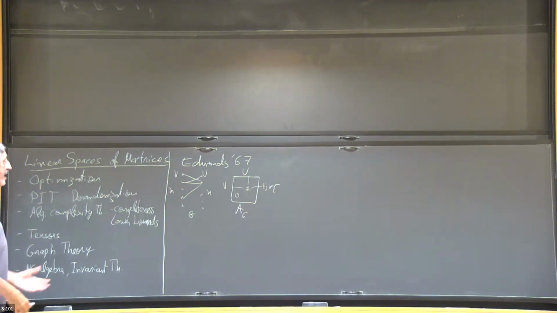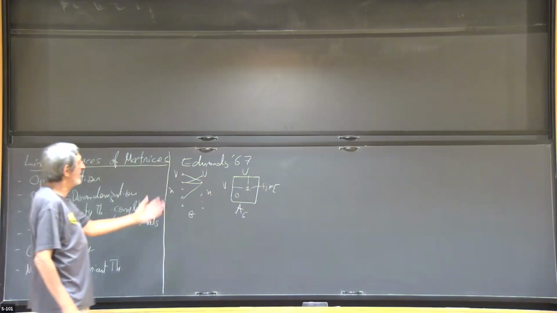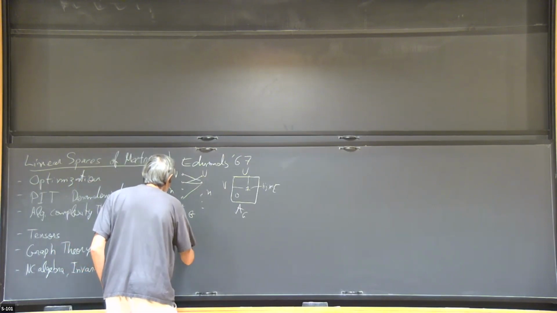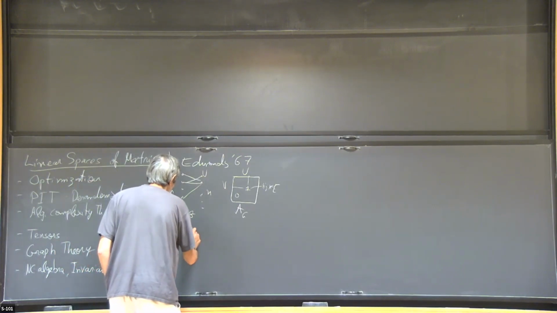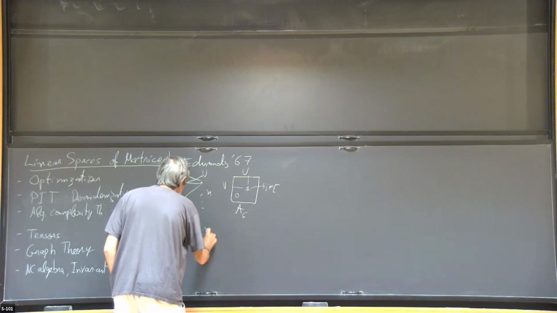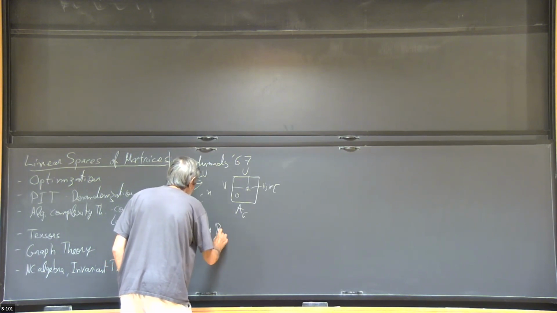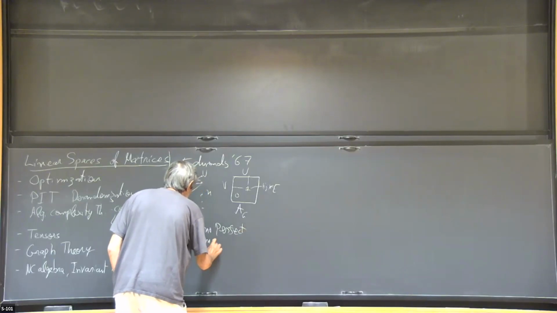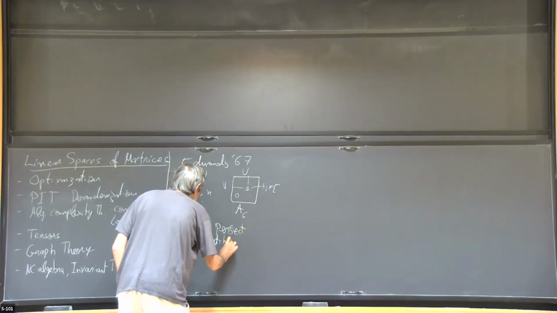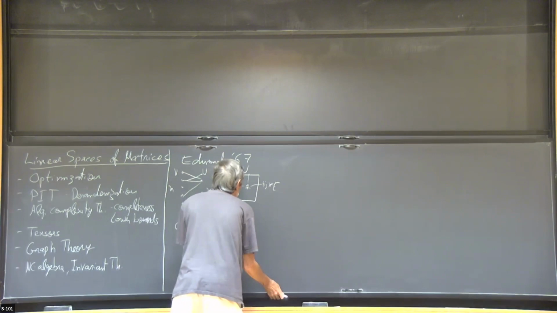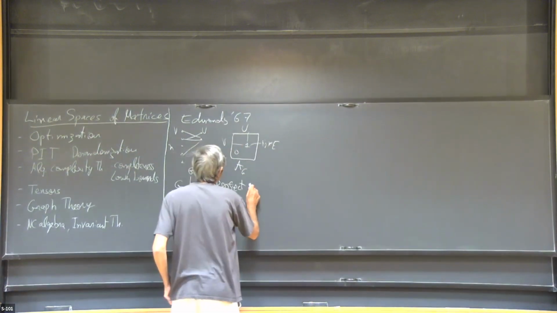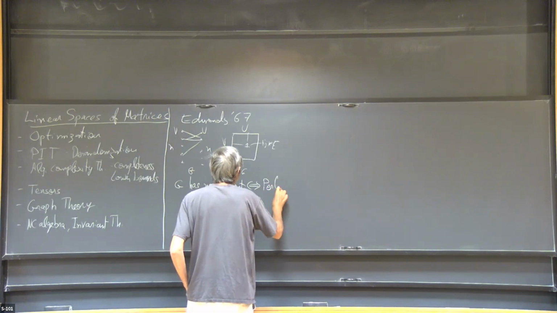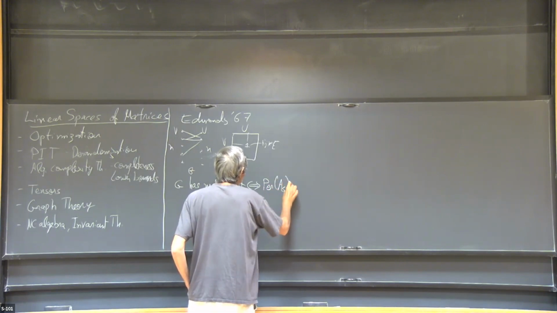What would be an algebraic formulation of the question of whether there is a perfect matching in the graph? Well, let's put it in reverse. G has no perfect matching if and only if the permanent of the adjacency matrix of G is zero.